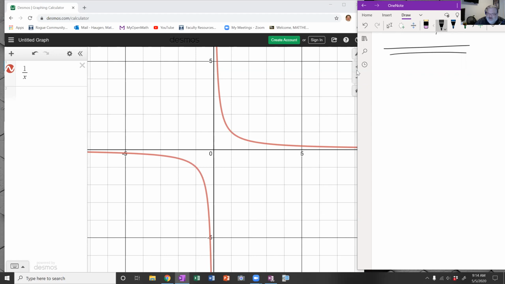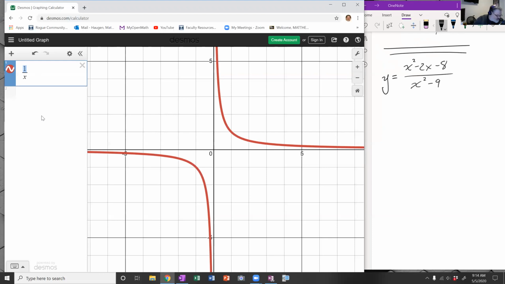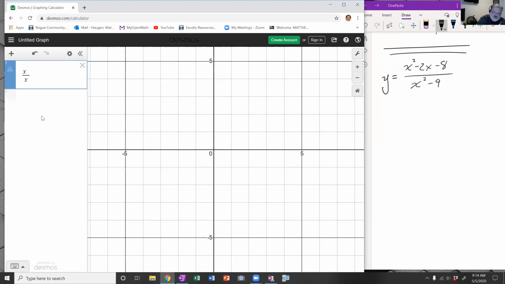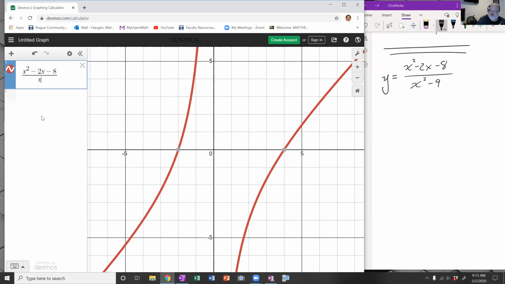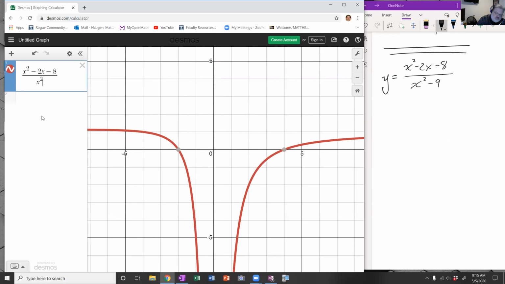So let's look at some more robust examples. So how about y equals, let's go with x squared minus 2x minus 8 over x squared minus 9. So I want to look at that. If you guys want to bring up Desmos, if you've never used Desmos before, it's a good excuse to play with some of your own functions, then that would be nice.